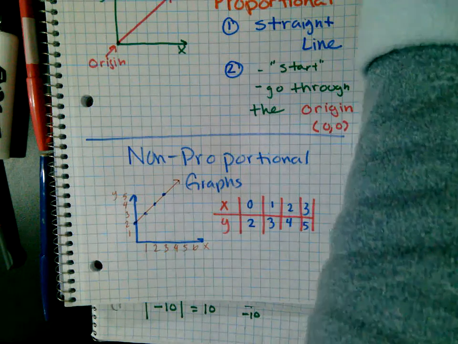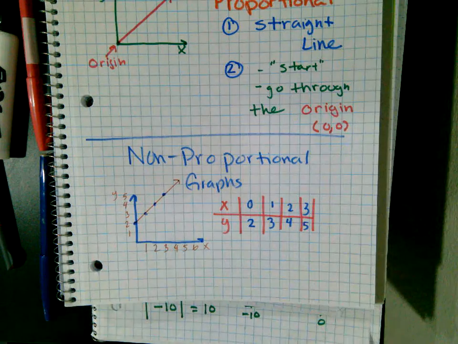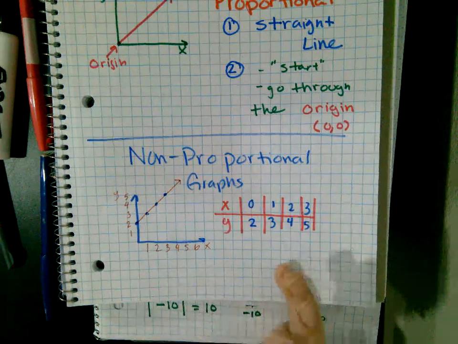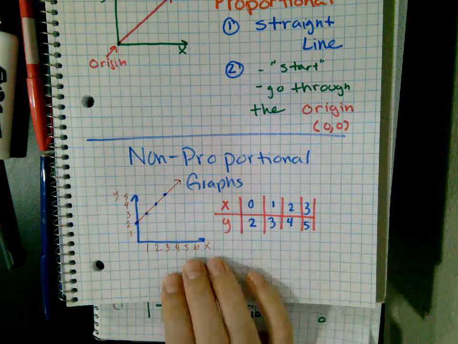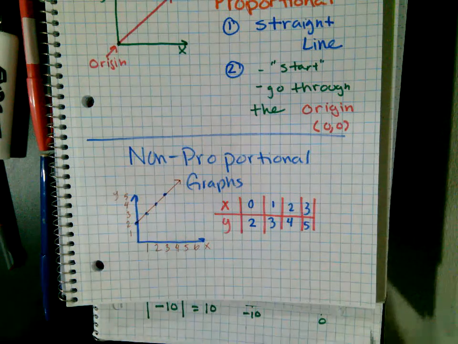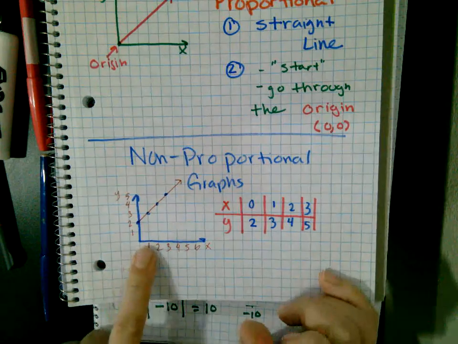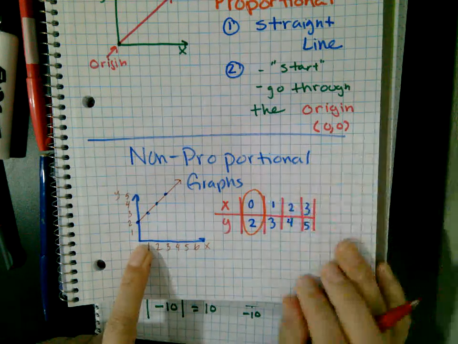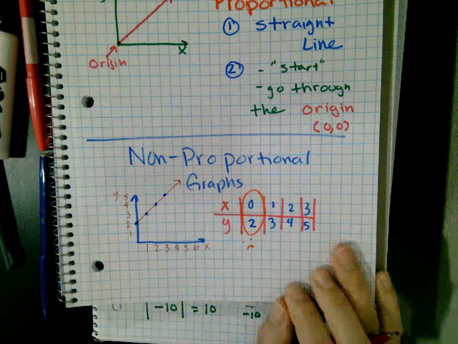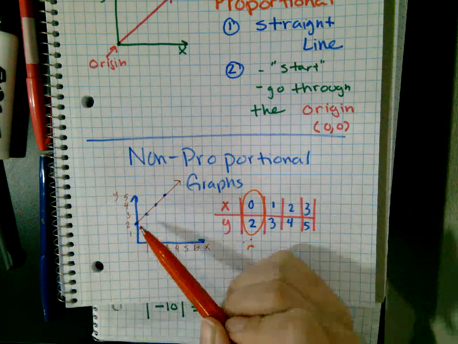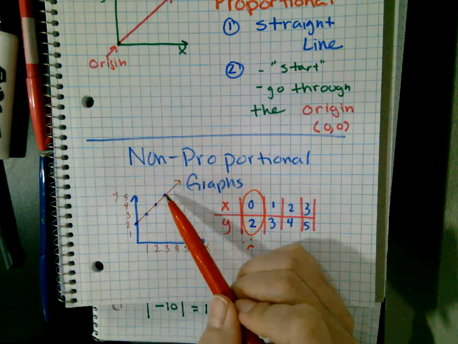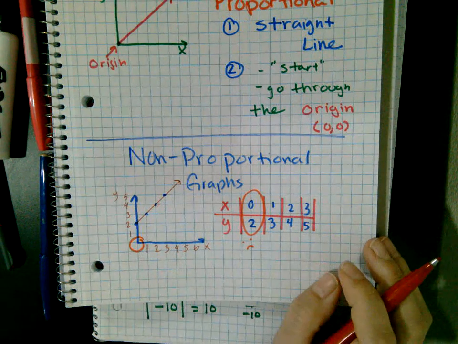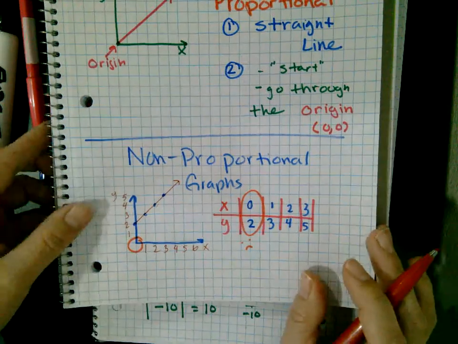So, what makes this graph that we just drew non-proportional? What made this graph non-proportional is the fact that it doesn't go or start at the origin, right? Right here, this point is not 0, 0. This makes me kind of sad, okay? It is a straight line. It's 100% a straight line, but it misses the origin completely, right? So this graph is what we call non-proportional.